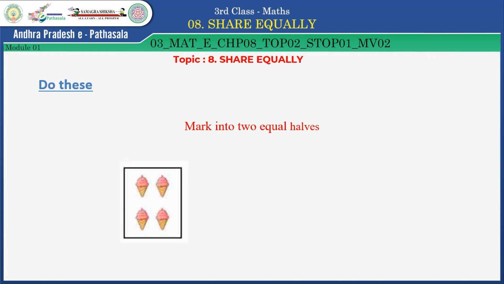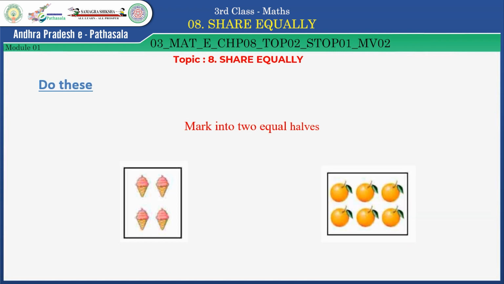The first box contains 4 ice creams and the second box contains 6 oranges. Now I wanted to separate the ice creams in the first box equally. How to do it? Yes, we separated the ice creams into 2 groups, right? The box contains 6 oranges. I wanted to separate the oranges equally. Yes, that's correct. We separated 6 oranges into 2 groups.